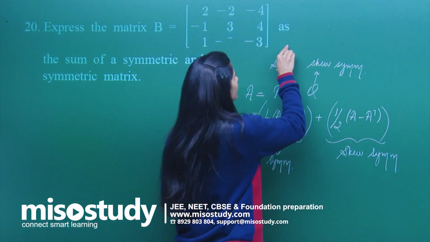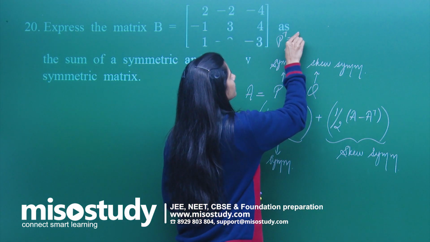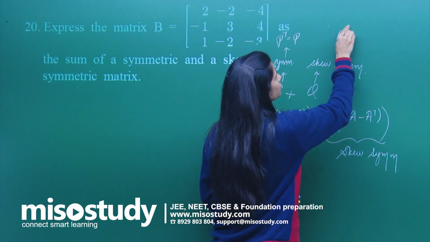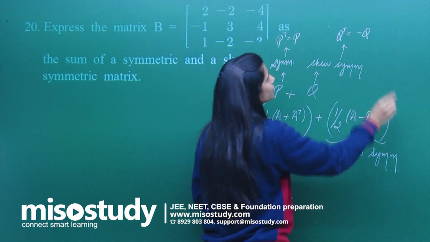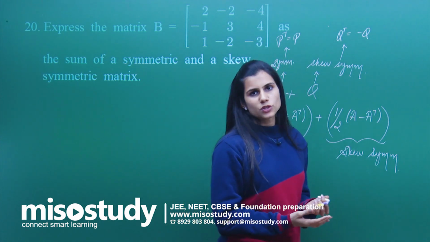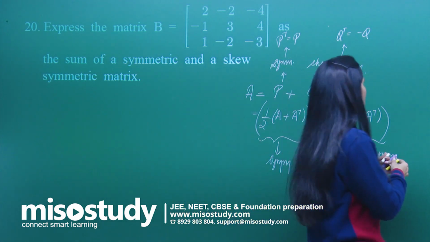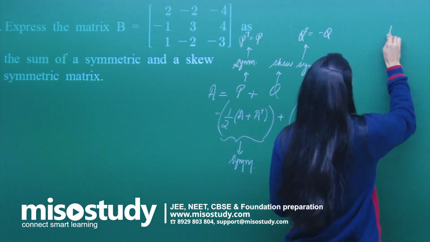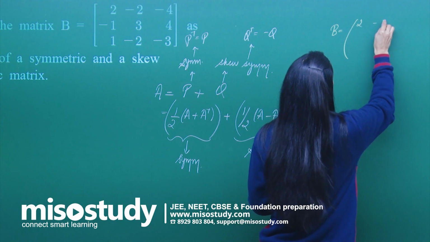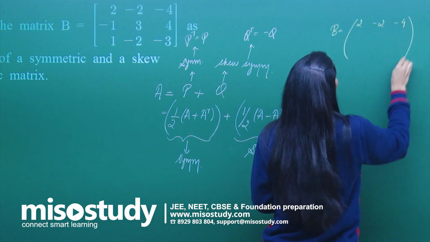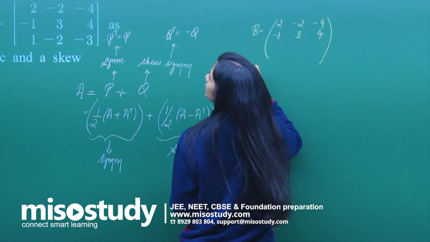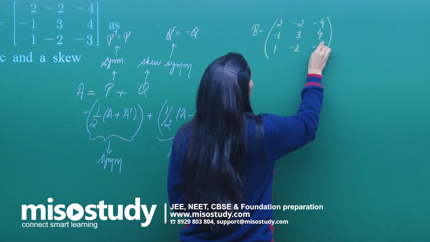When I say symmetric, I mean the transpose of the matrix is same as the matrix itself, and when I say skew symmetric, I mean transpose of the matrix is equal to negative of that matrix or the additive inverse of that matrix. So let's see, here we have B as a 3 cross 3 matrix: 2, minus 2, minus 4, minus 1, 3, 4, 1, minus 2, minus 3.